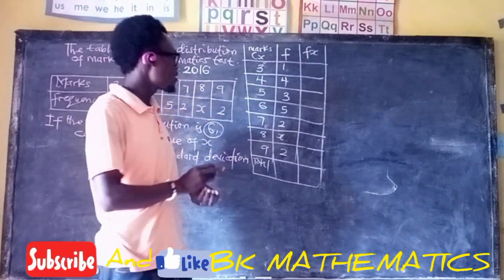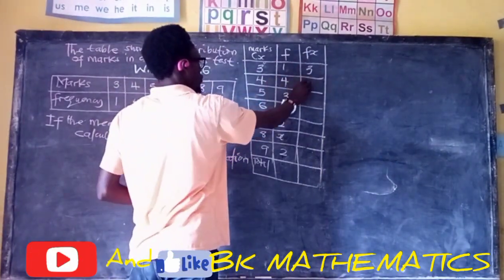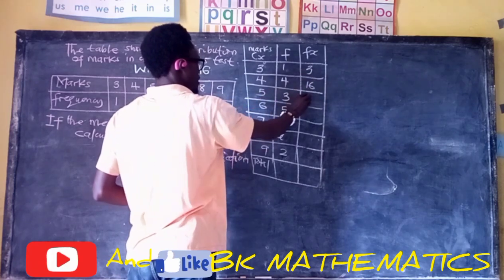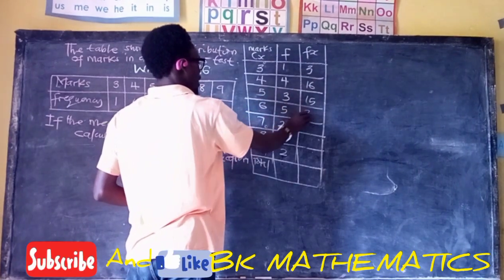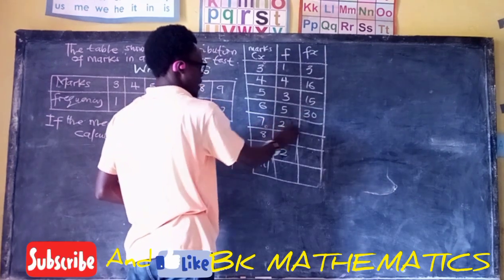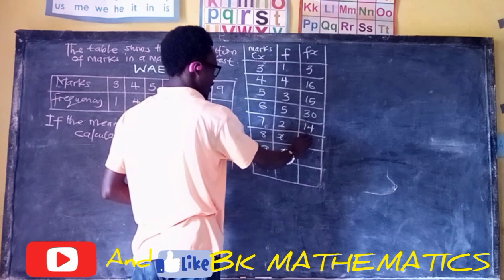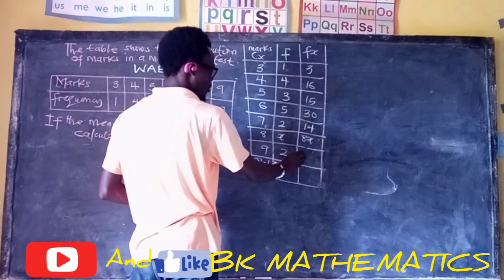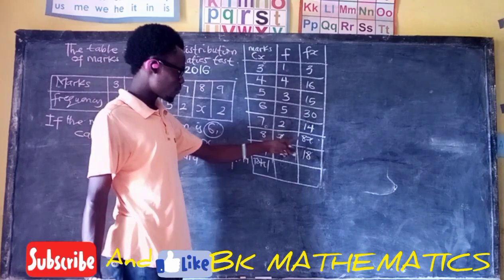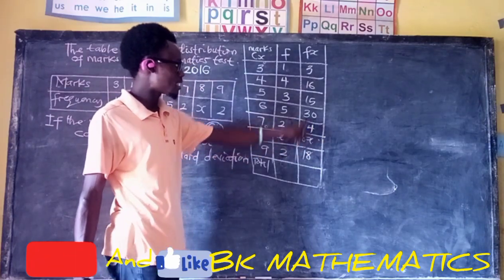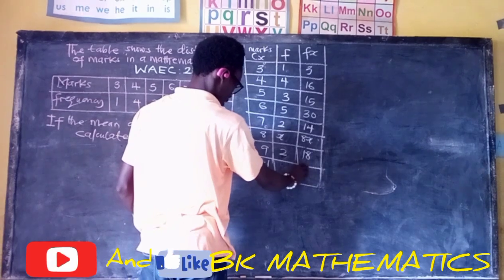Now, multiplying, we say 3 times 1 is 3, 4 times 4 gives you 16, 5 times 3 is 15, 6 times 5 gives you 30, 7 times 2 is 14, 8 times x is 8x, 9 times 2 gives you 18. Why are we not adding this one? Because this is a letter and this is a number.